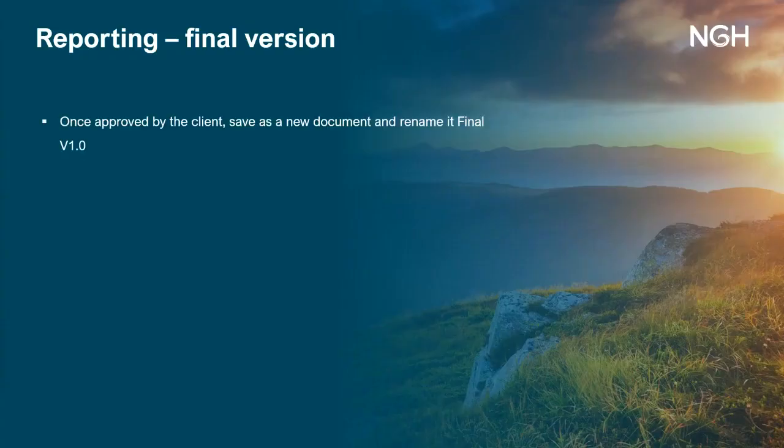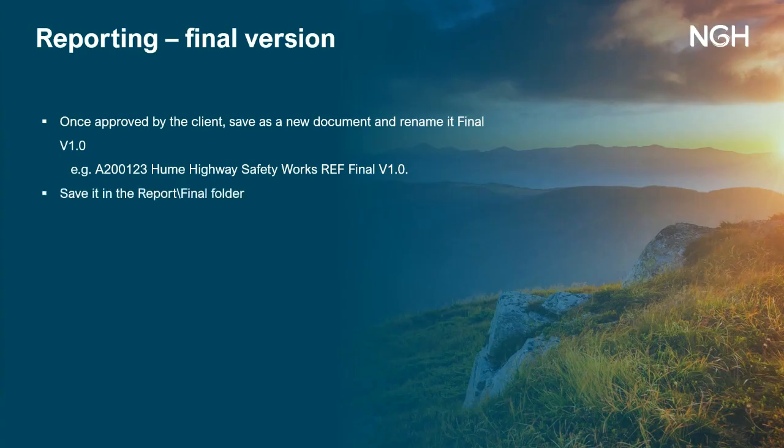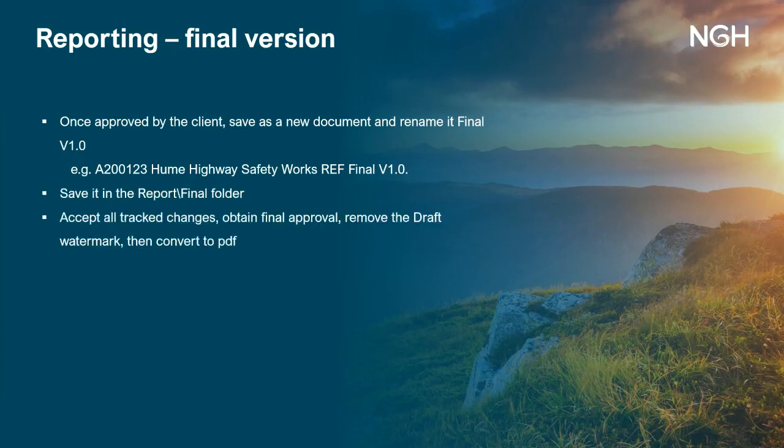Once the draft is approved by the client, it becomes the final version. To do this, open the document, click Save As, remove the word draft and the version number from the file name, and replace it with Final Version 1.0. It doesn't matter what the draft version number was. Once it becomes the final version, it reverts to version 1.0. It is saved into the Final Reports folder. Accept all track changes, obtain internal approval of the final document, remove the draft watermark, and convert it to PDF. It is now ready to send to the client.